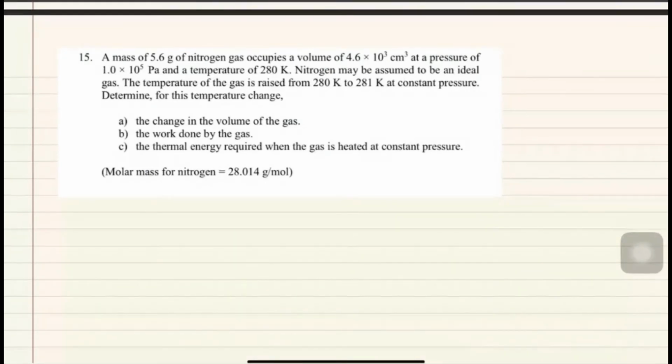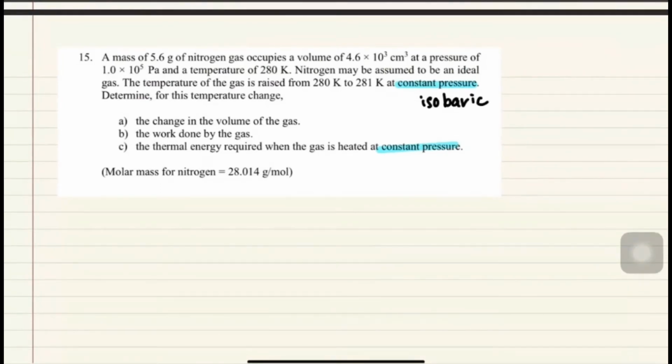Determine for this temperature change, the change in the volume, the work done by the gas, and the thermal energy required when the gas is heated at a constant pressure. Okay, the whole process is at constant pressure. Constant pressure is isobaric.